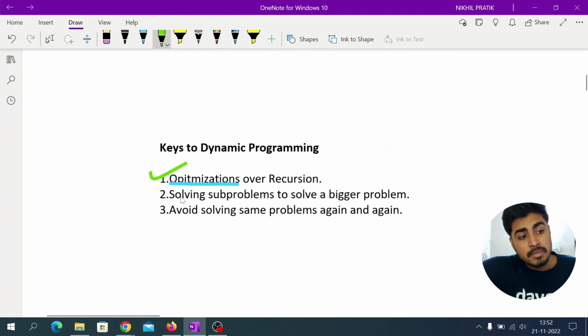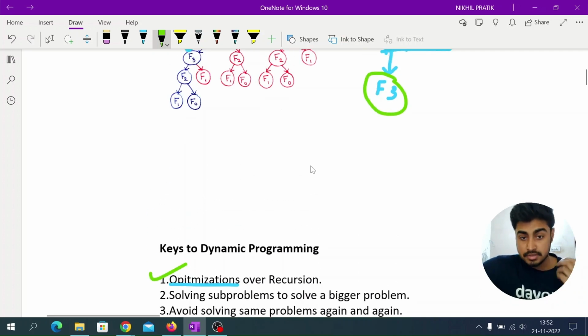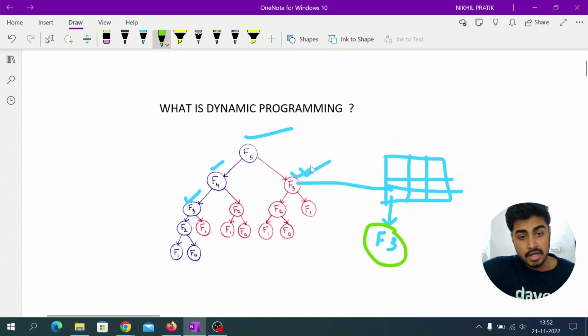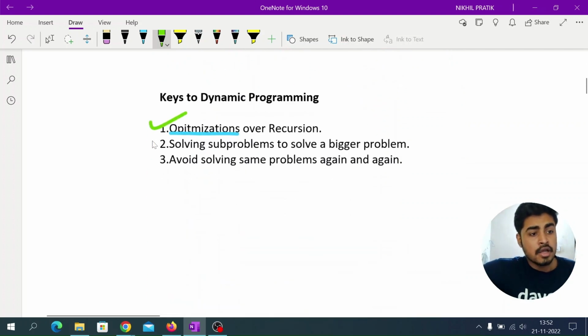The second statement says solving sub problems to solve a bigger problem, as we have discussed in the previous videos and the previous part as well. We solve the sub problems, in this case F1 and F0, to get the value for F2. This is how we identify it: if we get a bigger problem that we don't have an idea of how to solve, we go for solving its sub problems again and again. This is how we justify the second statement.